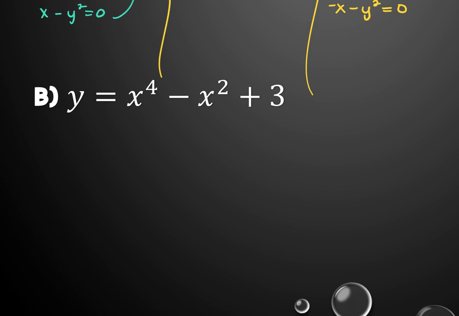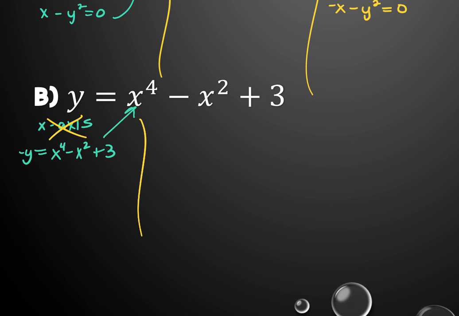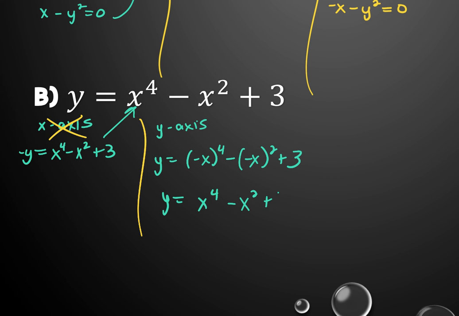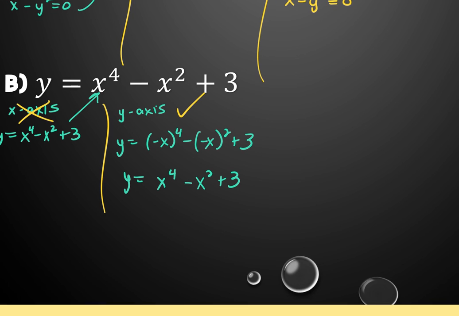All right, you go to B. So the x-axis test is first, plug in a negative y. Nothing changes. It does not equal the original, so this would not be symmetric to the x-axis. Y-axis, I plug in a negative x. Negative x to the fourth minus negative x to the second plus 3. And every time I raise that negative x to an even power, it's going to make it go back positive. So this time it equals the original. This would have y-axis symmetry.